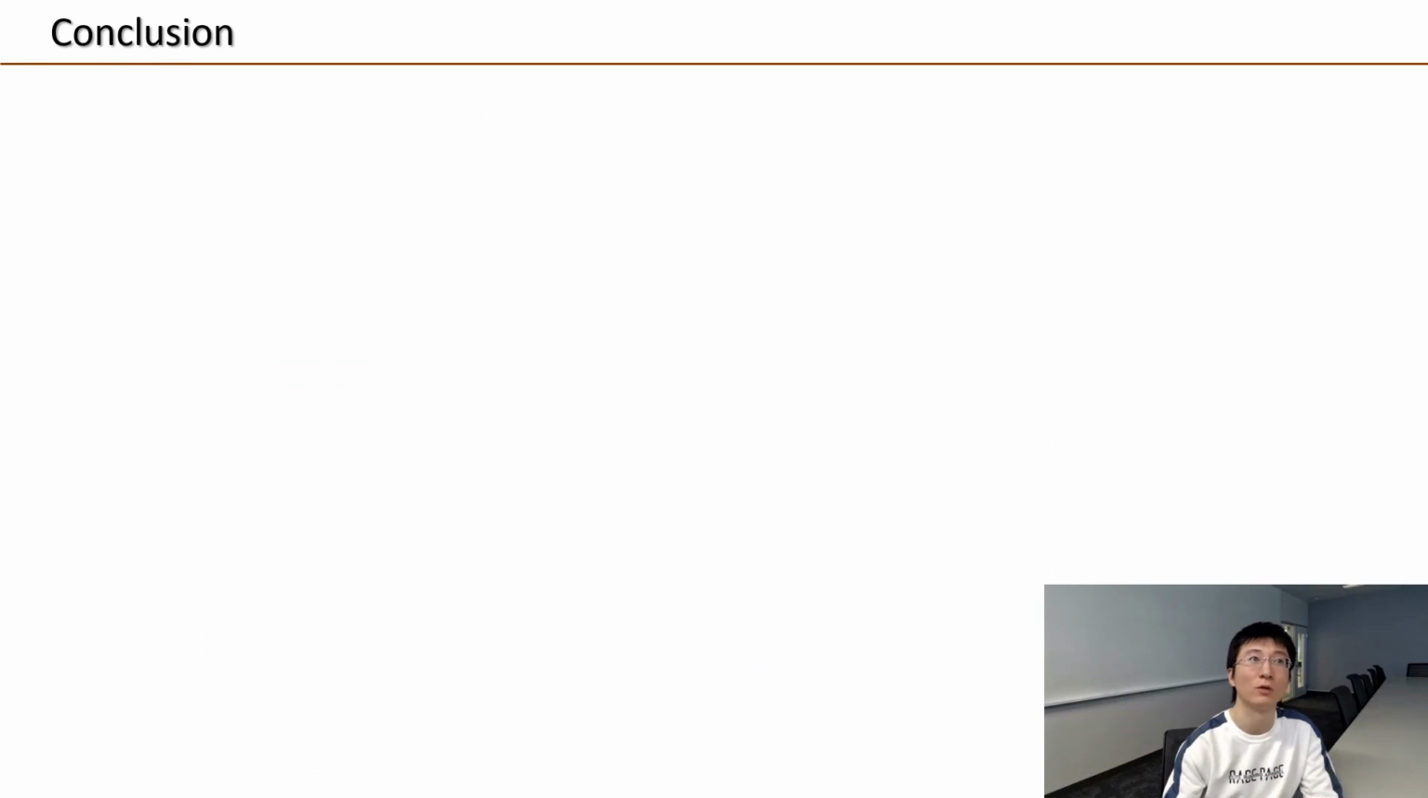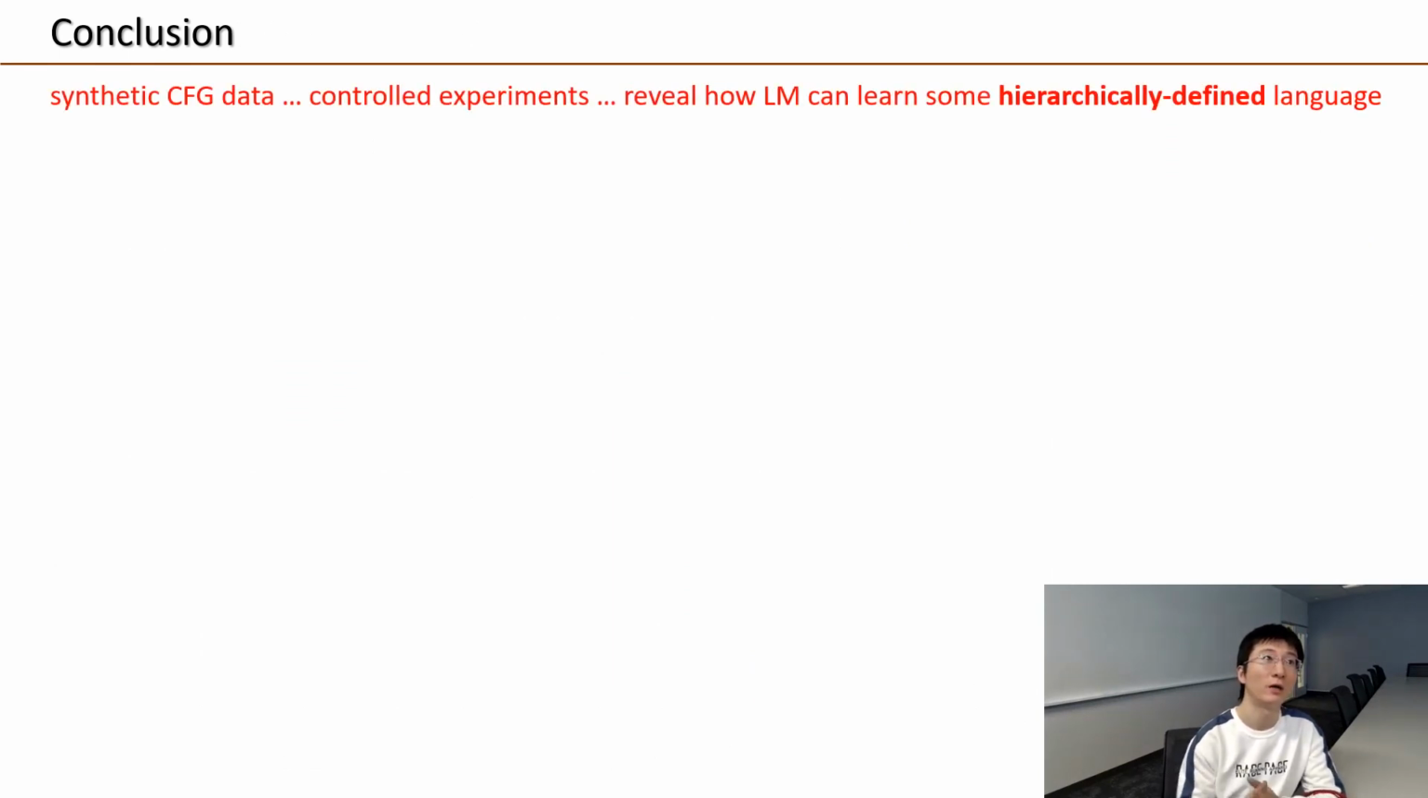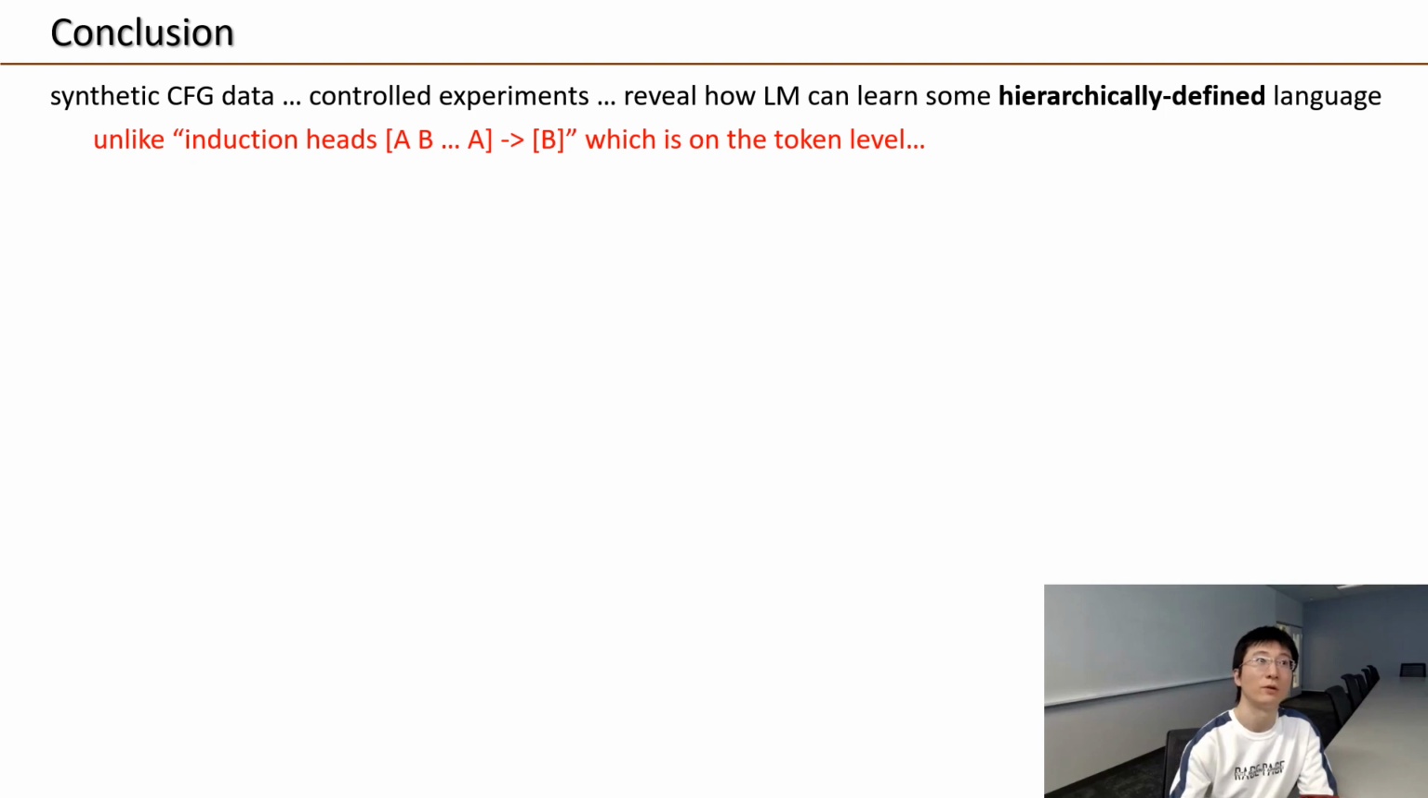So to conclude, today I showed you how to use synthetically constructed CFG data to perform controlled experiments to reveal how language models can learn some very hierarchically defined language. So this is very different from, for instance, the induction head hypothesis, which is really talking about interpretability of a transformer on the token level. But we're looking at something that is much, much harder, like hierarchically defined language.